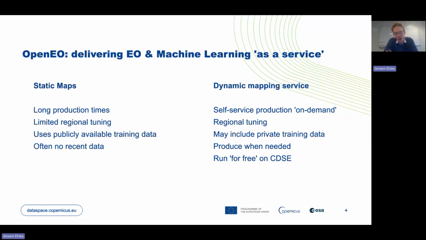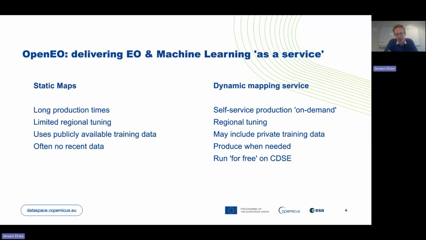So what is WorldCereal doing as a solution? They turned it into a dynamic mapping service on top of openEO. So using the same code that you'll see in this webinar that generates static maps, they are also able to offer it as a service. And then the user can generate maps on demand. That's one thing. But they can also train their own model with private training data that is relevant for the region in which they want to generate crop type maps.